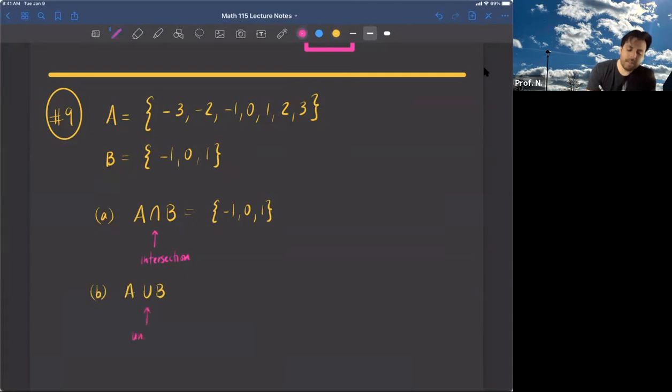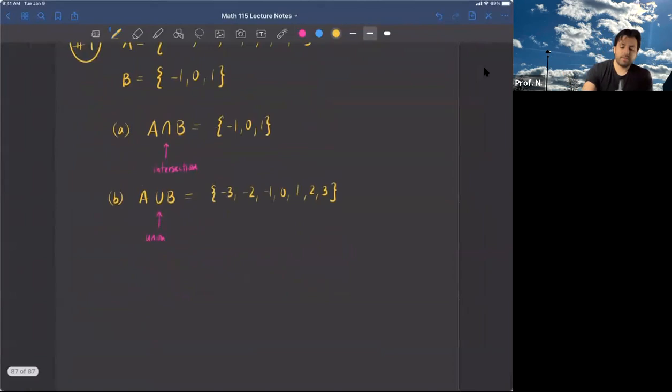The union is basically saying, what is everything in every set? Just include everything into one big happy family. So when I find the union between these two sets, what would it be? Well, set B is in set A, so just A is everything, because I'm including everything. Okay, so that's number 9. That was a quick one. What else?